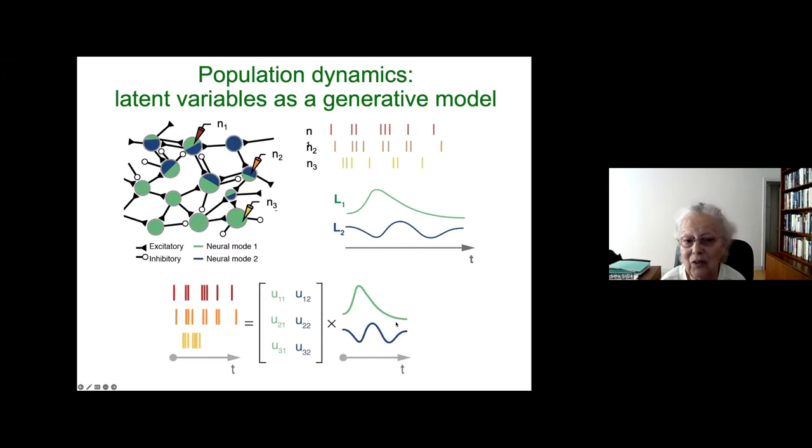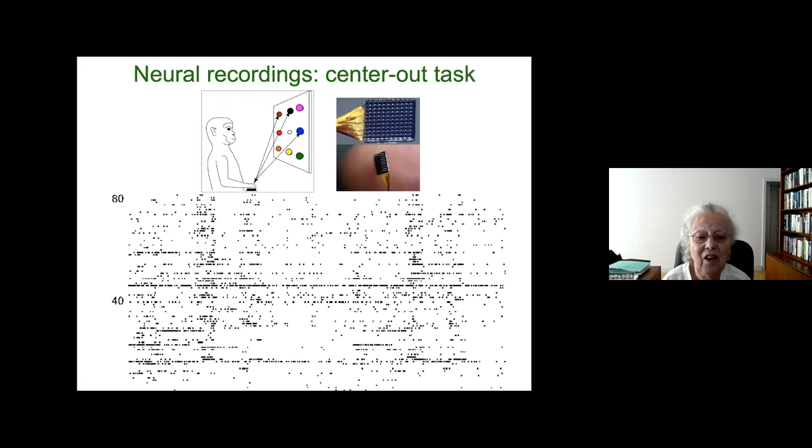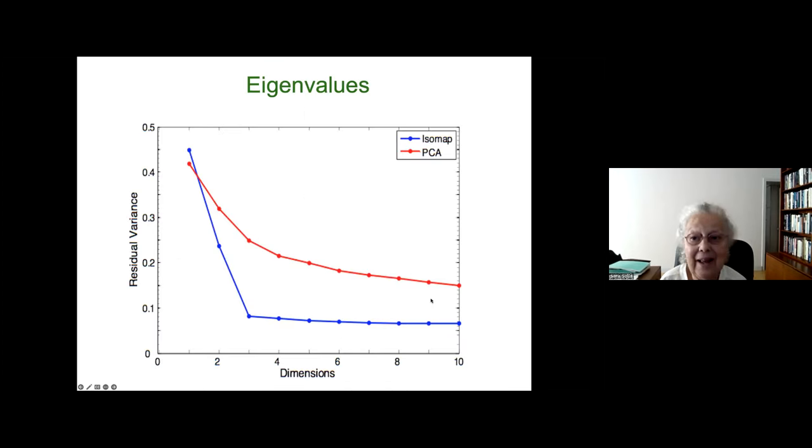So I want to give you at least one example of one such method. So again, I'm going to think of these neural recordings that come from the center-out task, measuring of the order of 100 neurons over many reaches. And I can do my principal component analysis very simply. And I get an eigenvalue spectrum. These are the eigenvalues in red for the principal component analysis. And you can see these eigenvalues decay very slowly. There is a leading eigenvalue, lambda 2, lambda 3, lambda 4. I go all the way to lambda 10.